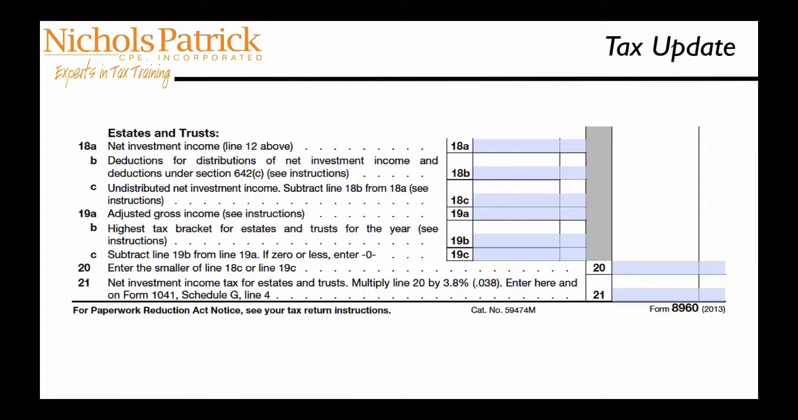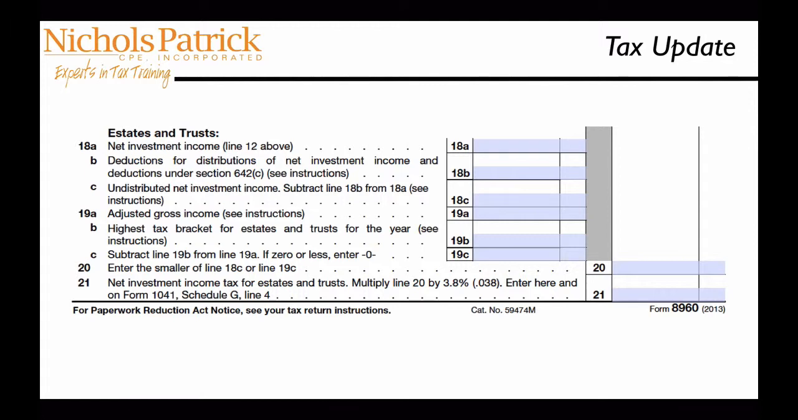And yes, there is a way of doing that, so you need to go back and take a look at that computation. You have to take the highest tax bracket for estates and trusts for the year. That's going to be $11,950. This is your threshold amount, much lower than for an individual. You subtract that from your AGI, and you take, now again, the lesser of the net investment income, or your AGI in excess of this threshold amount. And so we end up with that multiplied by 3.8% and carried forward onto the Form 1041.